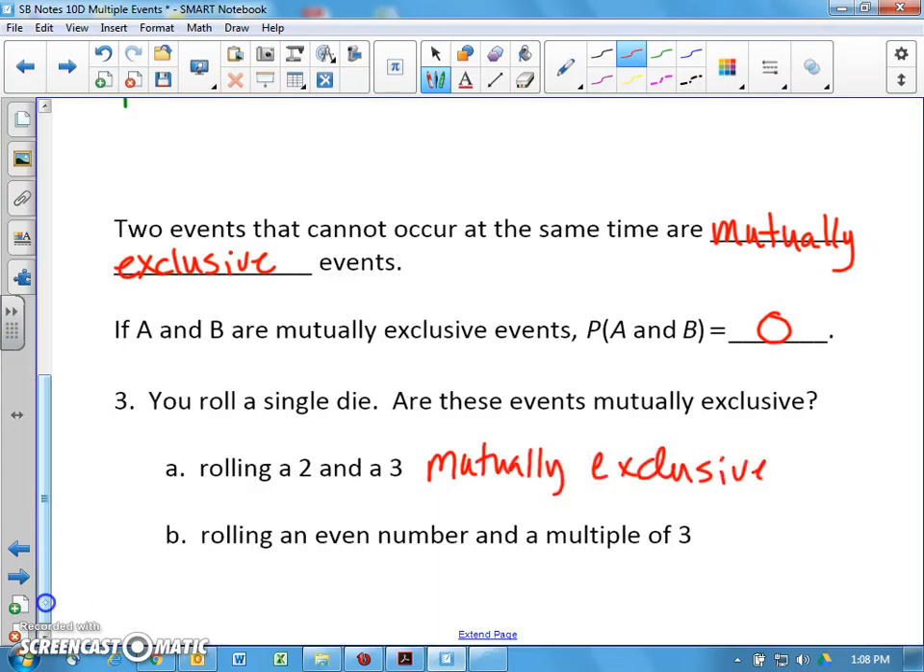If you get a 2, it means you can't get a 3. If you get a 3, it means you can't have gotten a 2. So let's look at the next one. You roll an even number and a multiple of 3. Well, let's think about this for a minute.